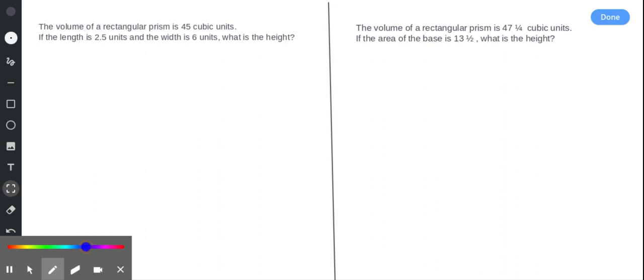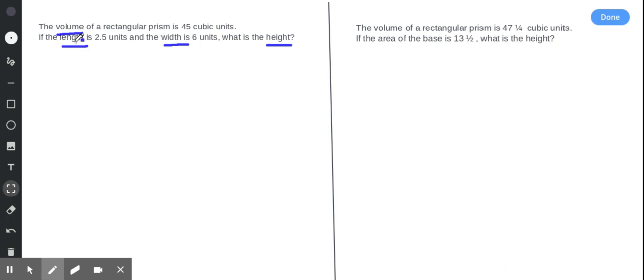All right, we're going to go over two more examples that use both of the formulas for volume. The first example says the volume of a rectangular prism is 45 cubic units. So that's my volume. The length is 2.5. The width is 6. What is the height?